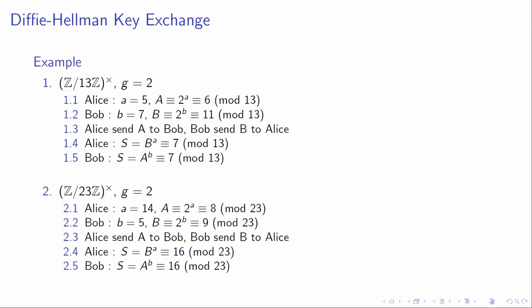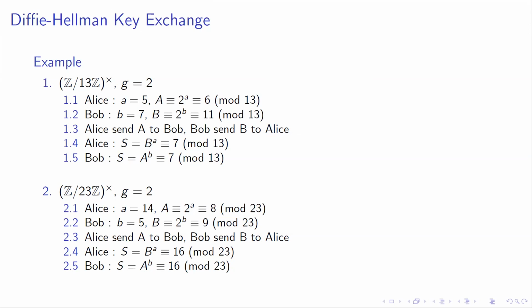Some examples are in the group of integers modulo 13 under multiplication, where g equals 2. As you can see, Alice has a equals 5. Then big A is 2 to the power of 5, which is 6 mod 13. For Bob, where b equals 7, big B is 2 to the power of 7, which is 11 mod 13. Then Alice sends A to Bob, and Bob sends B to Alice.